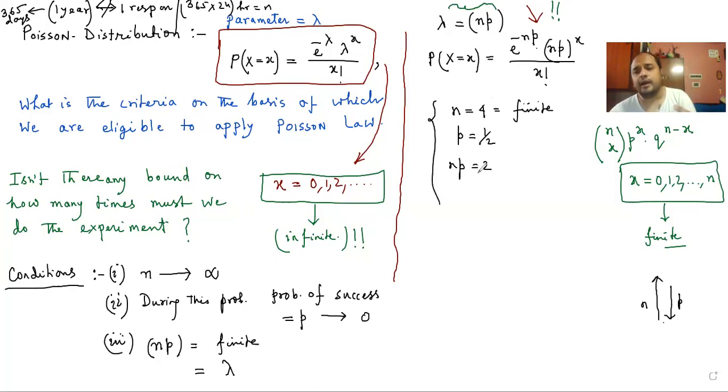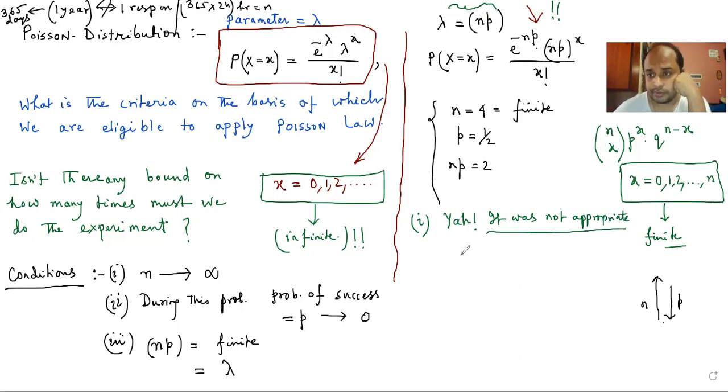So why can we apply this particular thing to the given problem? Is it absolutely wrong to apply this? First, I can answer this question in two different ways. First of all, it was not appropriate to apply Poisson law to the coin tossing problem. It was not appropriate because the situation doesn't demand it, and it is not fulfilling the criteria of Poisson distribution.